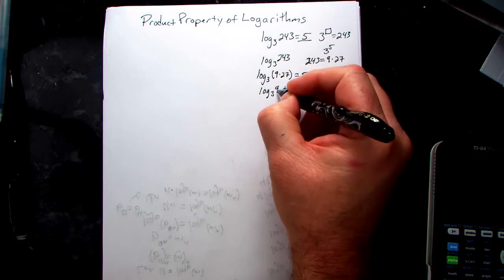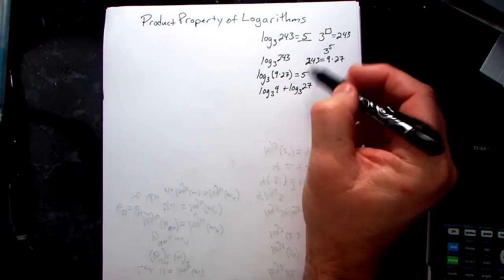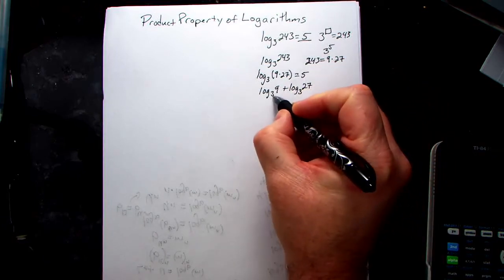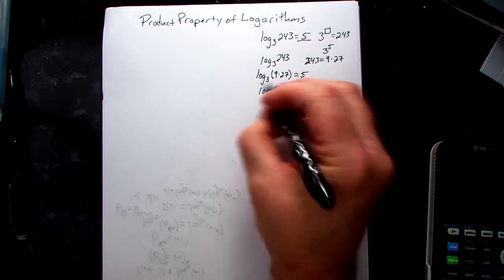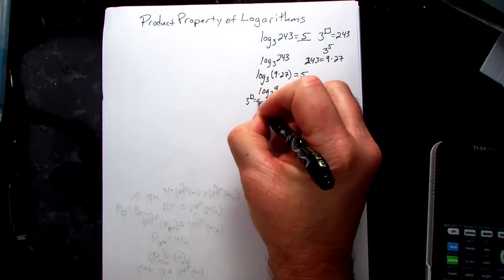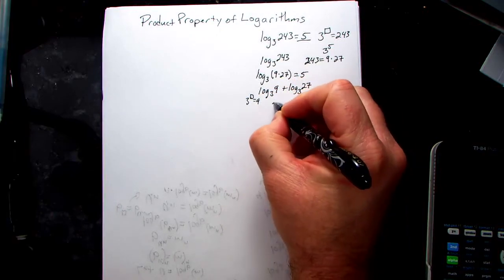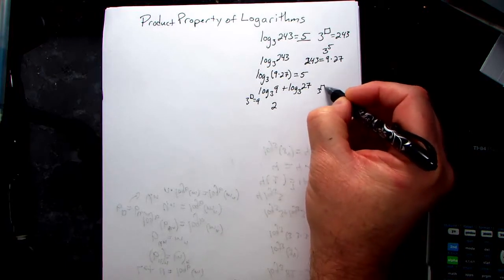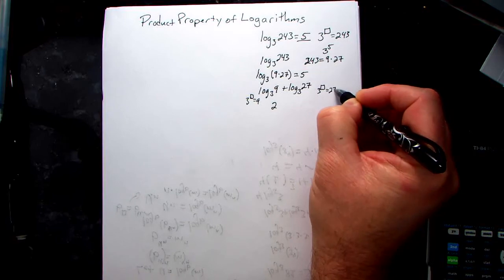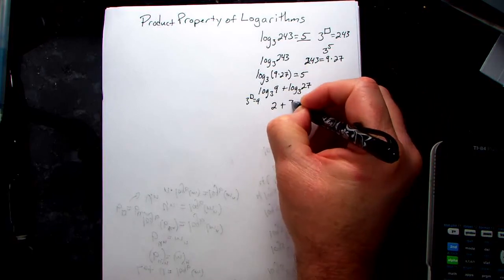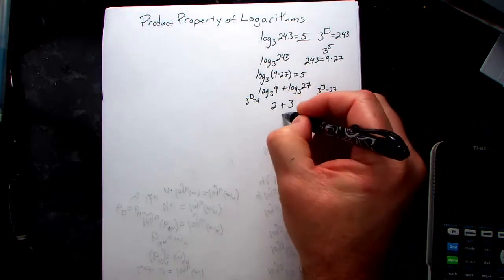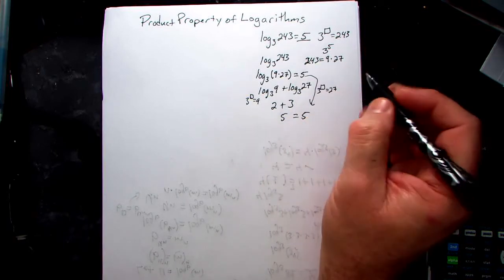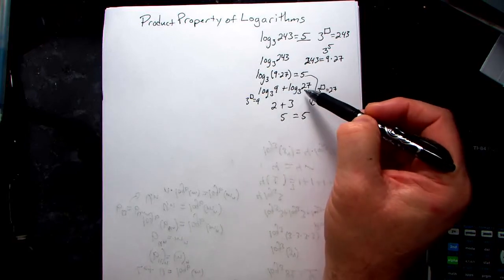Log base 3 of 9, we're going to actually answer the question this way. And this is just showing that it does work for this particular set of numbers. 3 to what power equals 9? So this is equal to 2. 3 to what power equals 27? That happens to be 3. 2 plus 3 is 5. And so we see that, yes, in fact, this does work.